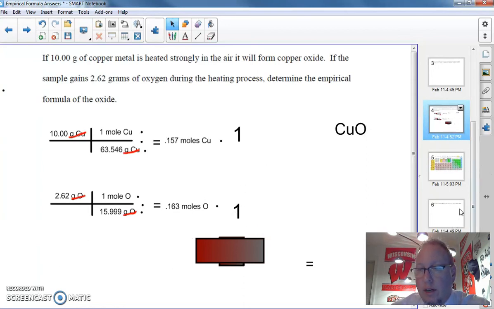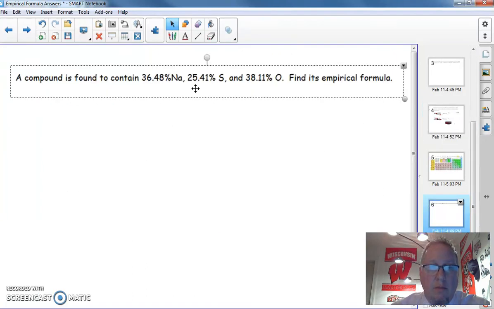Don't forget to take a look at this problem, which would be very similar. You should do this problem and turn it in on the form that's on Schoology.